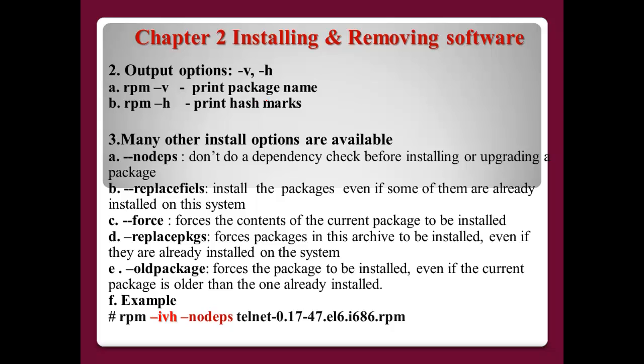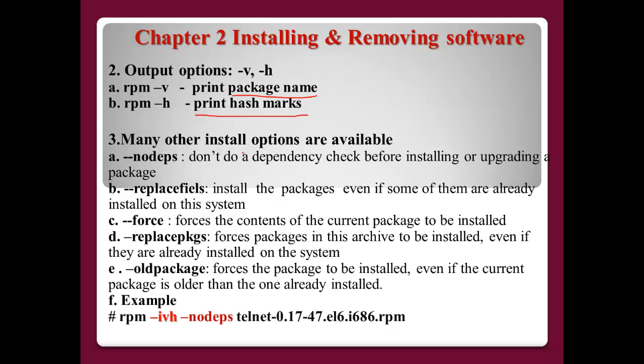And number 2, output options. Normally for the output option, we use -v or -h. V means print the package name. H means print hash marks for the progress of the installation of the packages.